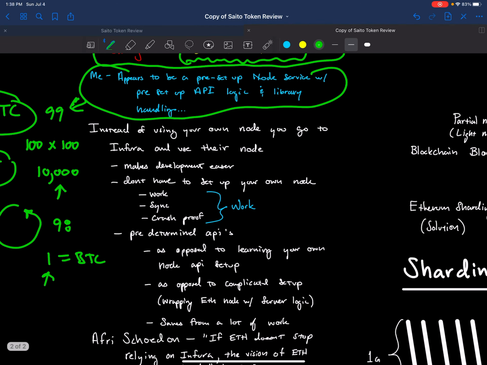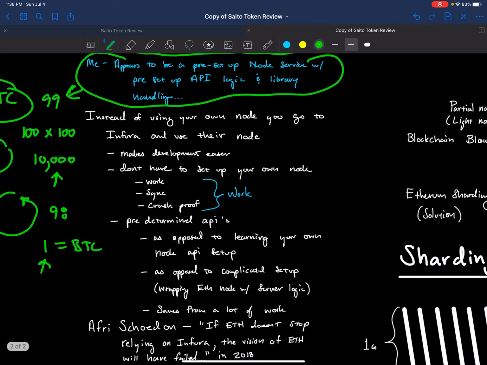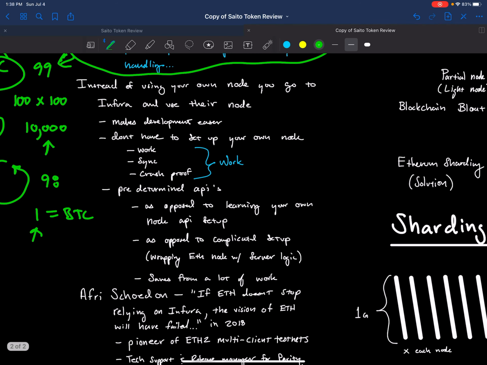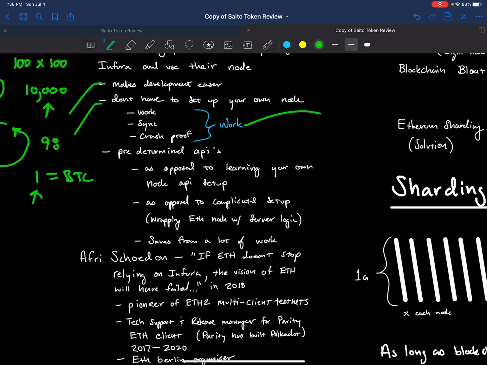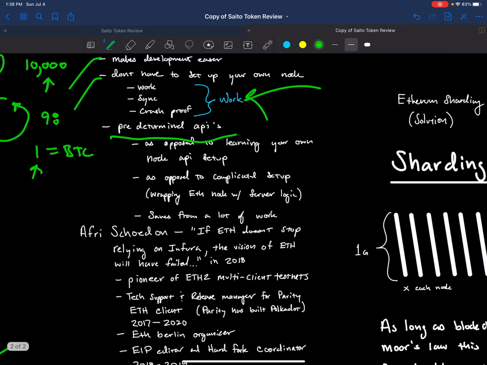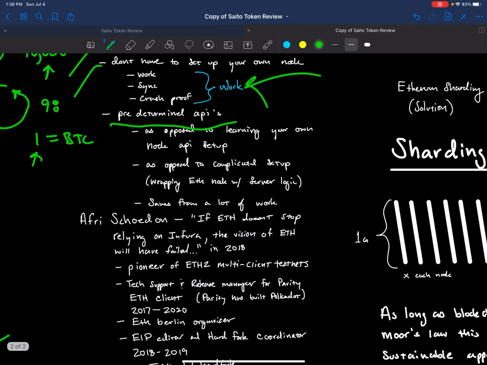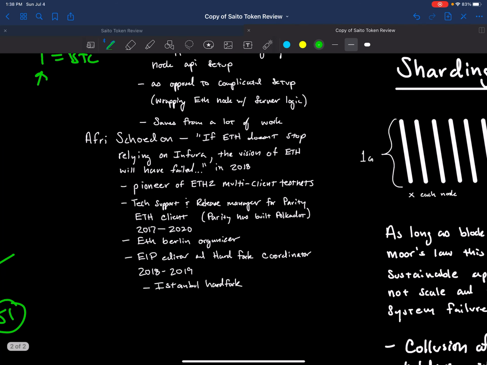It takes workloads off of developers, and that's why developers use it. So instead of using your own node, you go to Infura and you use their node. It makes developers' development easier, and you don't have to set up your own node. All the work to sync, all the crash-proof stuff, all that work is completed by Infura. It's predetermined APIs as opposed to learning your own node setup, setting up, doing the libraries, etc. for yourself. It takes a huge workload off of you.